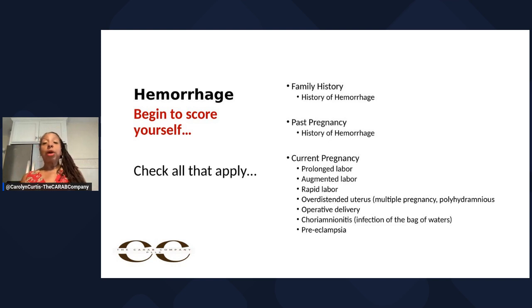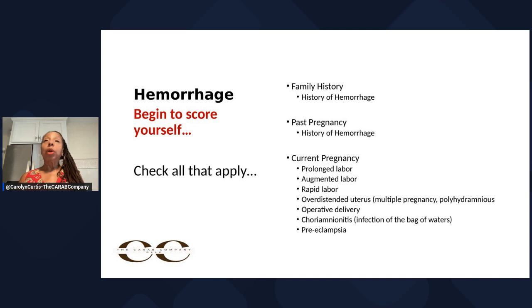Your own past pregnancies, did you have problems with hemorrhage with the past pregnancies that you've had? What about the current pregnancy? Is your labor getting to be too long? If you have Pitocin to augment your labor, if you have a very fast labor, these things are going to set you up for postpartum hemorrhage.